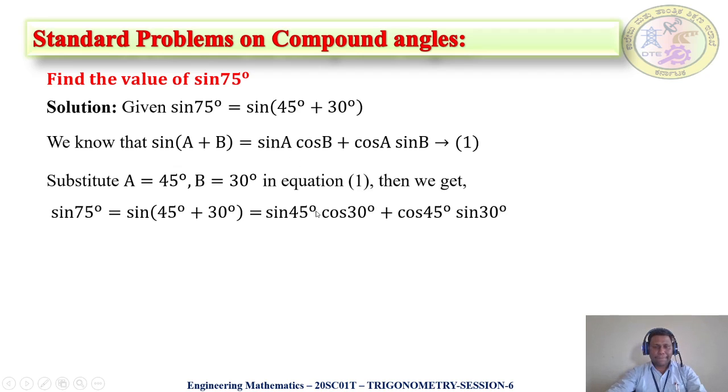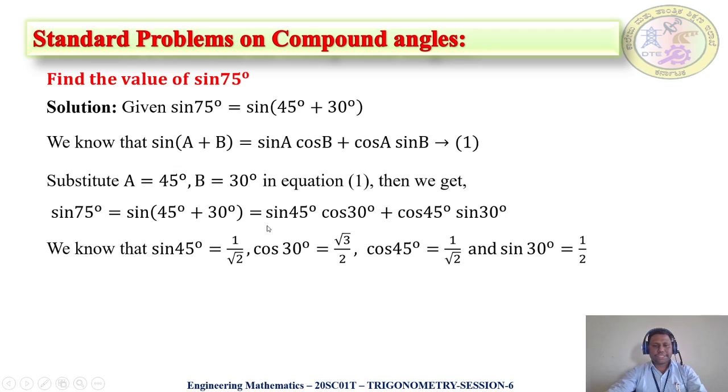Therefore equation 1 becomes here sin 45 degree cos 30 degree plus cos 45 degree into sin 30 degree. And you know the values of these standard trigonometric ratios. Sin 45 degree is 1 by root 2, cos 30 degree is root 3 by 2, cos 45 degree is 1 by root 2, and the sin 30 degree is equal to 1 by 2. So these are the values we know. Substitute these values in this equation.